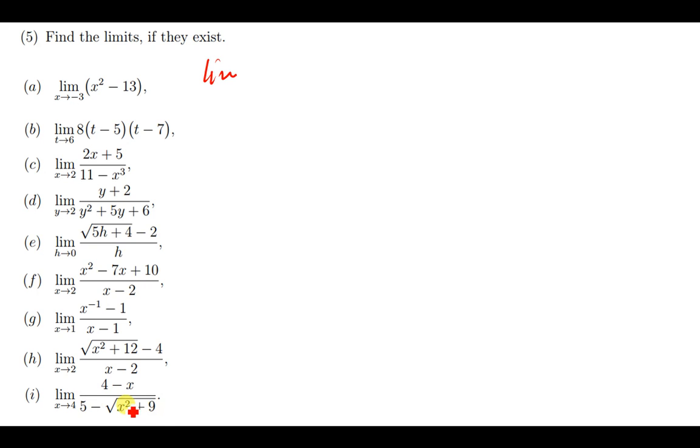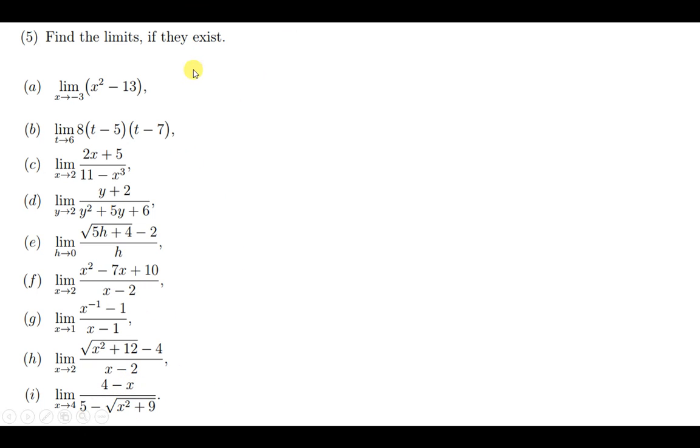So what we are supposed to do is to simplify this expression. We can't solve it the way it is because it's giving us undefined. To make this expression defined, we have to simplify it. So let us find the conjugate of the denominator. The conjugate of the denominator will be 5 plus the root of that. So multiply it with both the numerator and the denominator.